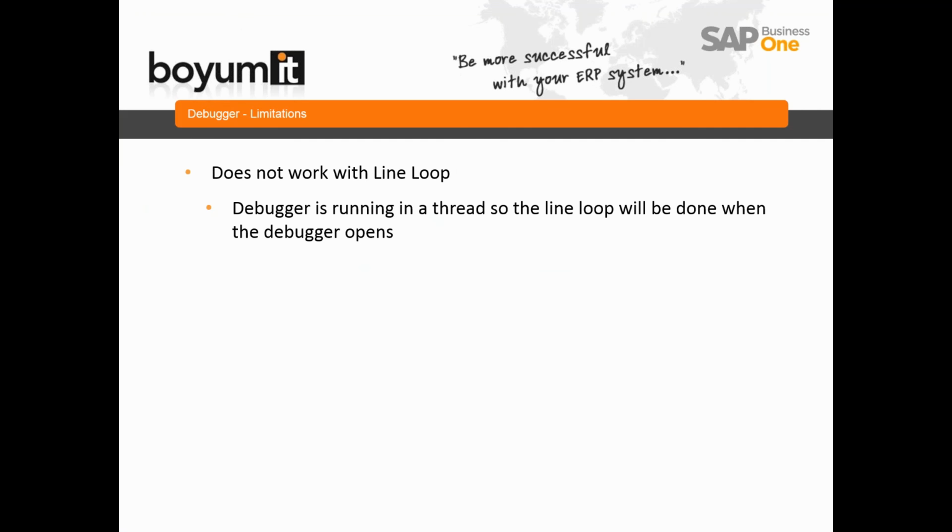Last, I wanted to let you know about a limitation in the debugger. If you have used the debugger, you might know that it doesn't work with the line loop. The reason is that the debugger is run in a separate thread. So when the debugger is opened and you press run on it, the line loop will already be completed. So the macro will just run on the last line and not the line that the line loop actually went through. That's a limitation that we have in the system. So if you use the debugger and the macro together with the line loop, it won't really work.